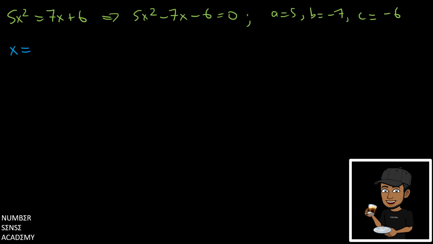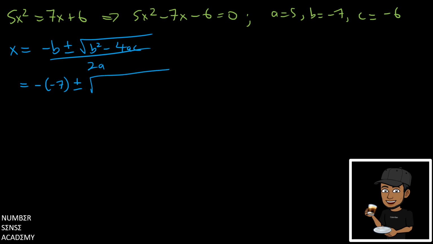I always like to write out the formula just so I don't get confused about what to do. And if you make a mistake, you can kind of trace back. So b is negative 7, so I have negative of negative 7. All right, be careful with that. Always pay attention to the signs. And then I have negative 7 squared minus 4 times a, which is 5, and c is negative 6, and that's all over 2a, which is 2 times 5.